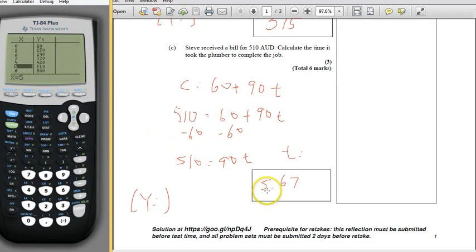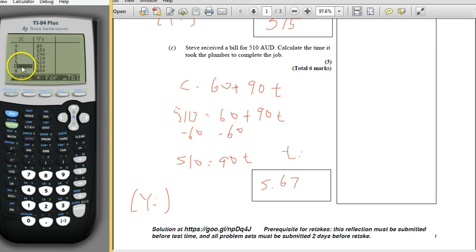Wait a second. How come I got a different answer here? 510 equals 60 plus 90t. Let me check my equation here. 60 plus 90t, that's fine. So it's not looking good for my algebra here. What did I do? 510 equals 60 plus 90t. 510 minus 60. Oh, I didn't subtract here. This should have been 450, right? 510 minus 60 is 450. So 450 equals 90t. This should be a 5, right? So I could use algebra like I did here, except I did it wrong.